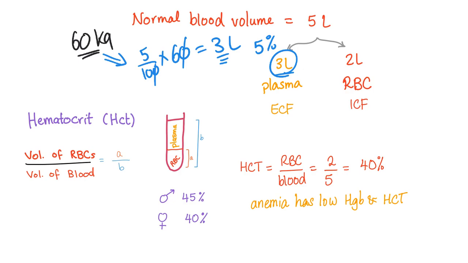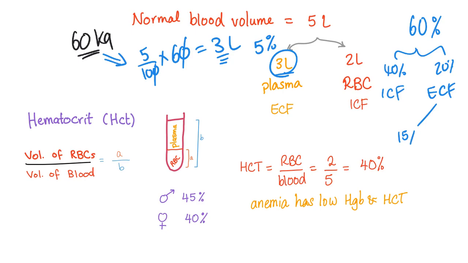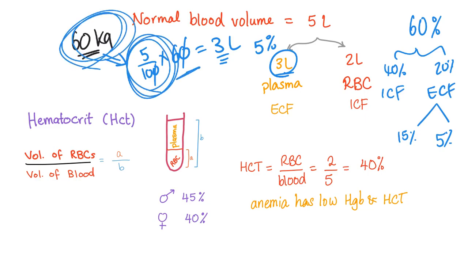Very nice, because remember, 60% is water, 40% in the intracellular fluid, 20% in the extracellular fluid. Then we have 15% in the interstitium and 5% in the plasma. Multiply the 5% times your body weight and you get the plasma volume.